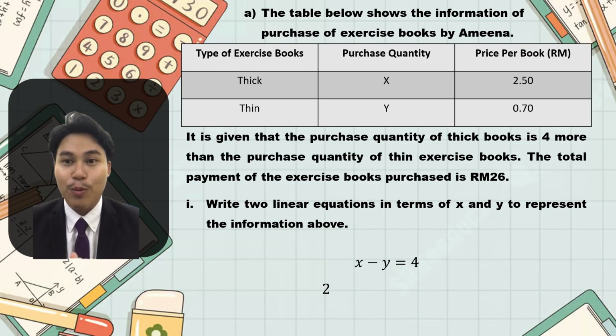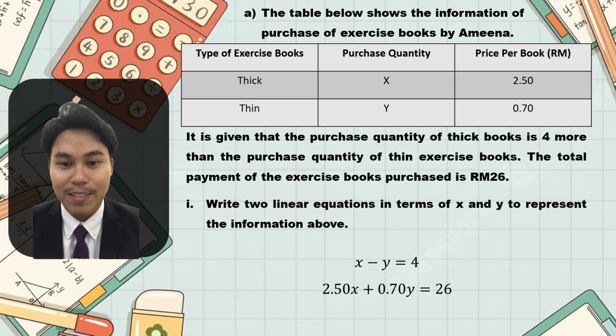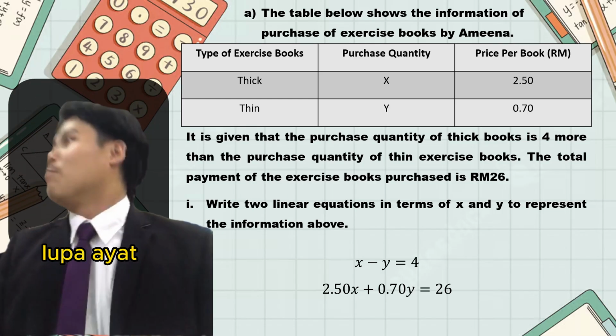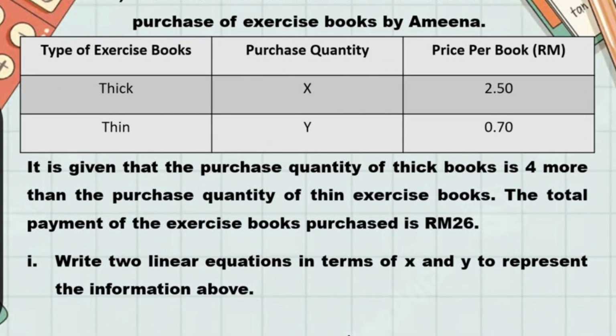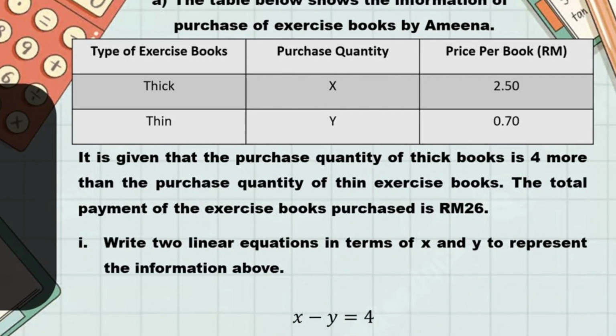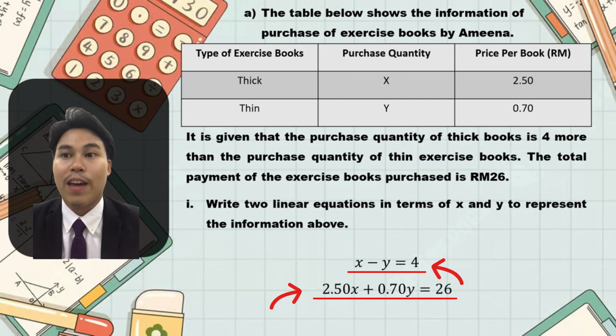And now we put 2.50x plus 0.70y equals 26 because the question already stated it. If you look at the table, the price per book for x is 2 ringgit and 50 cents and for y is 70 cents. And the question already stated the total payment of exercise books purchased is 26 ringgit. So if you put it together, it becomes 2 linear equations in terms of x and y.